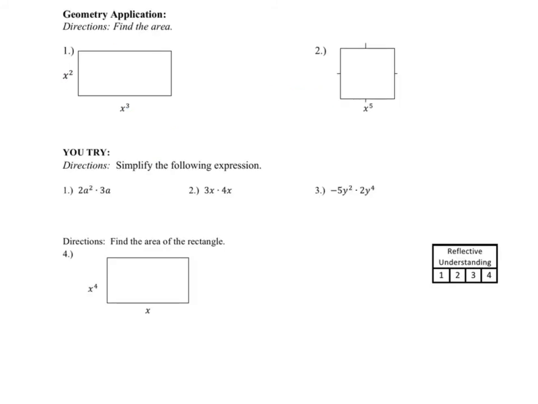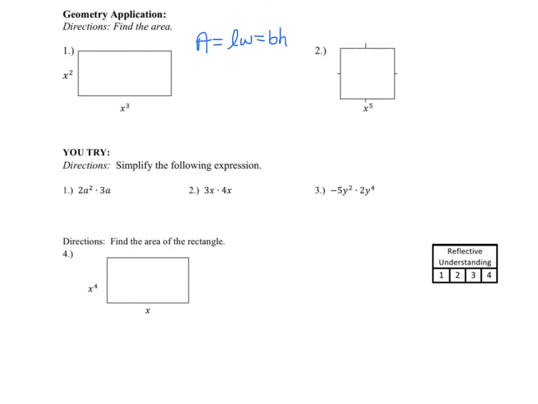So now let's look at another example discussing a geometry application. Our directions state find the area. Our first shape is a rectangle, and we're given two sides, x squared and x to the 3rd power. Find the area. Let's recall, what is the area of a rectangle? How do we find it? Well, we find the area of a rectangle using length times width. Or you can also say base times height. It doesn't matter, same formula.